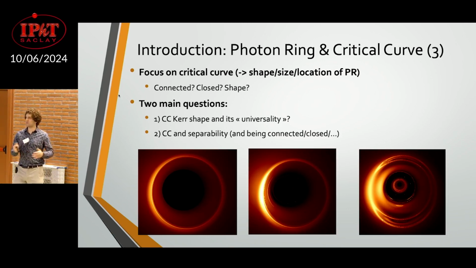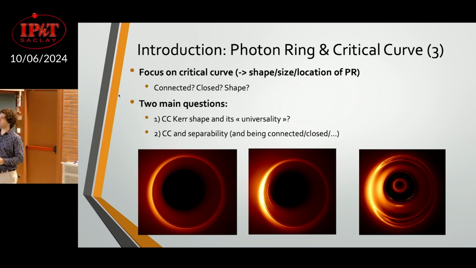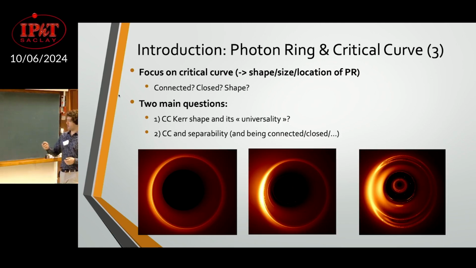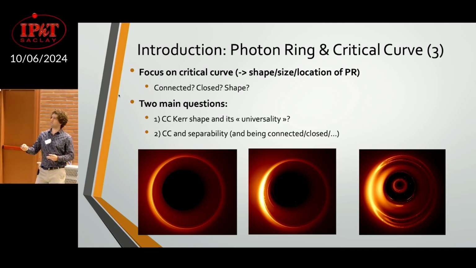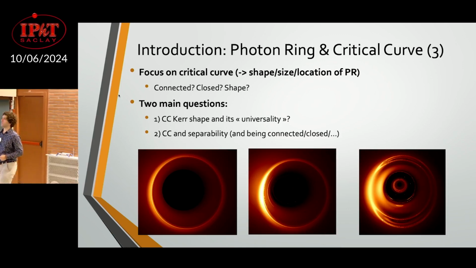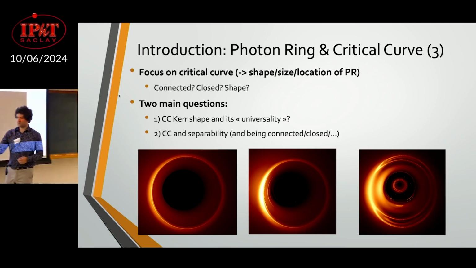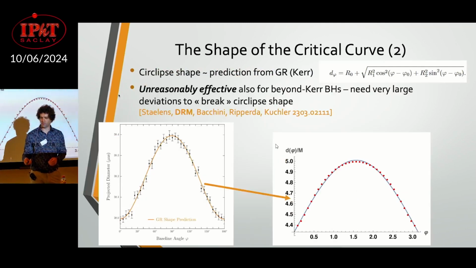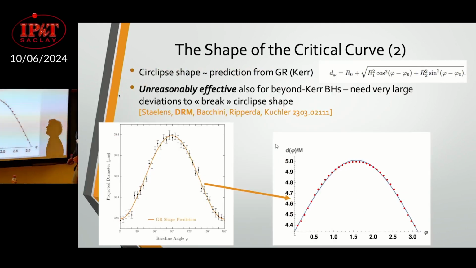Yeah, we can talk about exactly how much you need to deviate. For example, what we studied in this paper was the Johannsen black hole and the Manko-Novikov black hole. So they break spherical symmetry, especially Manko-Novikov, very much.